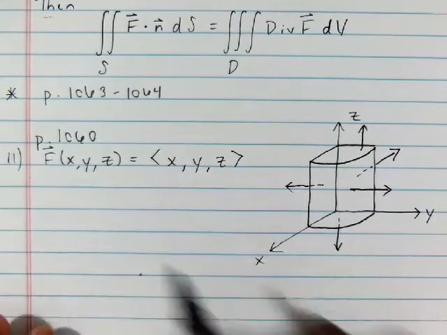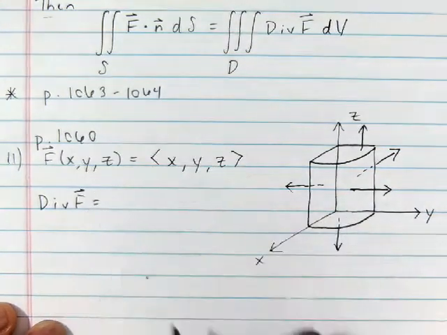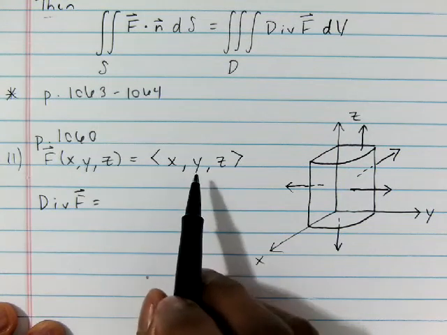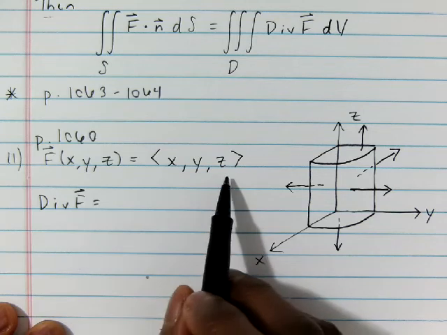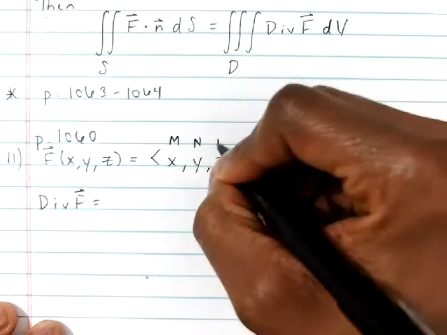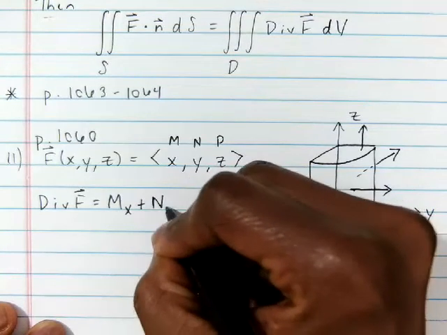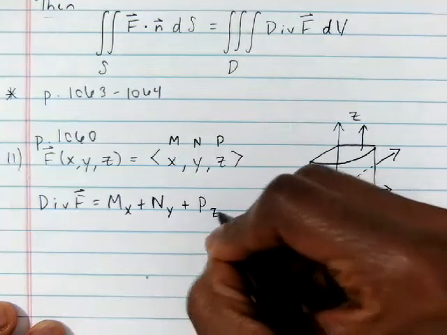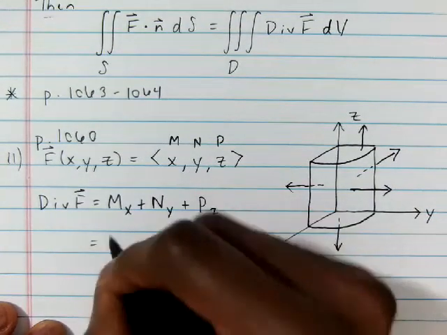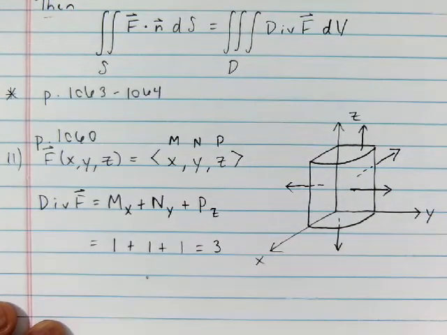So first, let's find the divergence of F. And remember how we compute divergence. Take the partial of m with respect to x, the partial of n with respect to y, and the partial of p with respect to z. So these are m, n, and p. And this is partial of m with respect to x, plus the partial of n with respect to y, plus the partial of p with respect to z, which is 1 plus 1 plus 1 for us. So we get our divergence is 3.